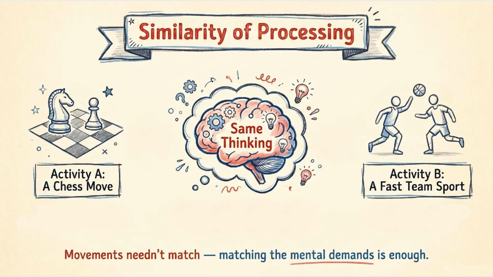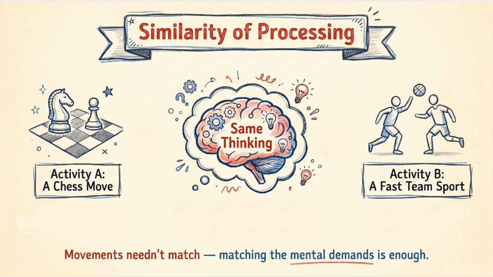And here's the genuinely surprising part the authors stress. The training task and the transfer task do not need similar movements at all. Two skills that look completely unalike can transfer beautifully if they tax the brain the same way. Two that look nearly identical may not if the thinking behind them differs.